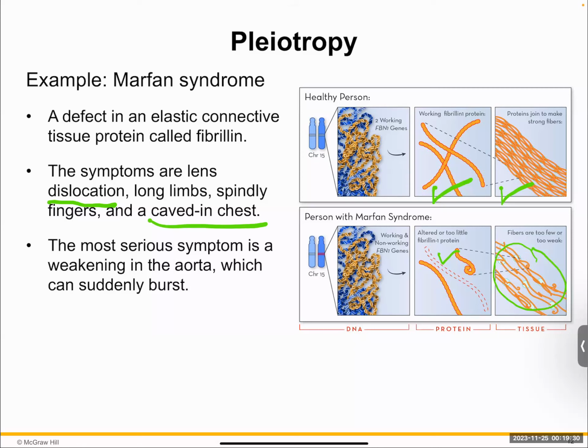Again, most of these symptoms are very dangerous for the individual, but even worse is that the lack of this elastic fiber is going to affect the aorta, because the aorta has a lot of elastic fibers that give it its flexibility. Therefore, these individuals are susceptible to having their aorta literally burst open as a result of the absence of these elastic fibers.